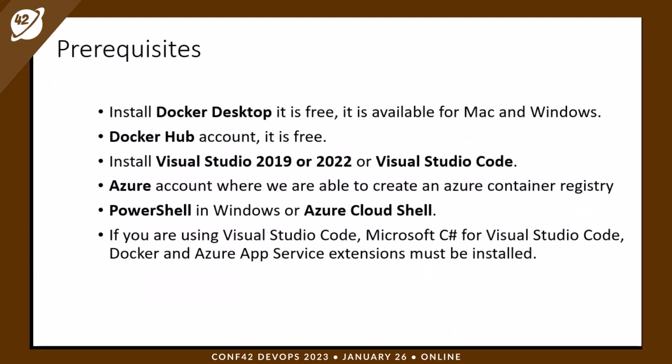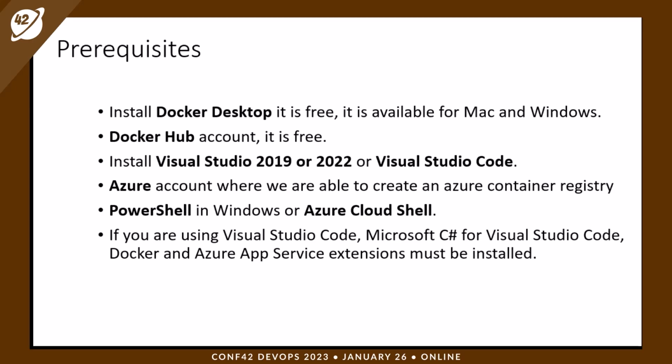We will use PowerShell in Windows or Azure Cloud Shell using the direct link. You need to open your browser to shell.azure.com, or you can select the Cloud Shell icon on the Azure portal. We will see that in Azure after. If you are using Visual Studio Code, don't forget to add the different extensions: Microsoft C# for Visual Studio Code, Docker extension, and Azure App Service extension must be installed.